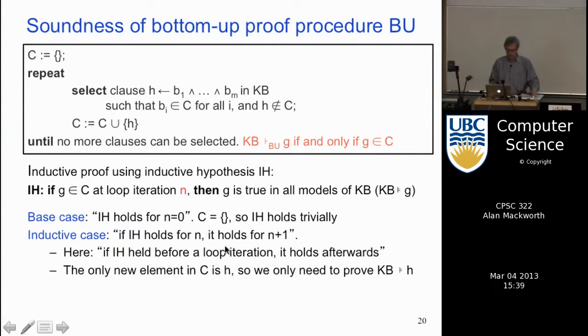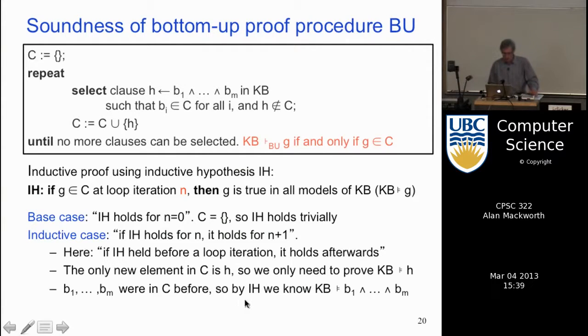So how do we do that? These atoms were in C before, right? So by the inductive hypothesis, we know that these logically followed from the knowledge base. We're assuming this holds before the loop does this one more iteration. So all of the atoms in there must logically follow from the knowledge base. Therefore, the conjunction logically follows from the knowledge base. So we know that.